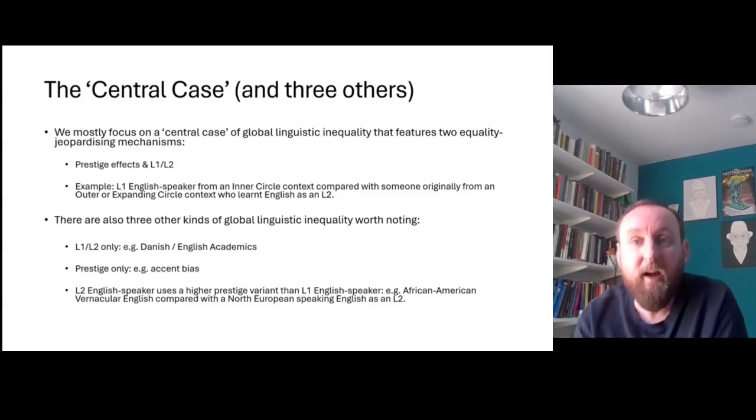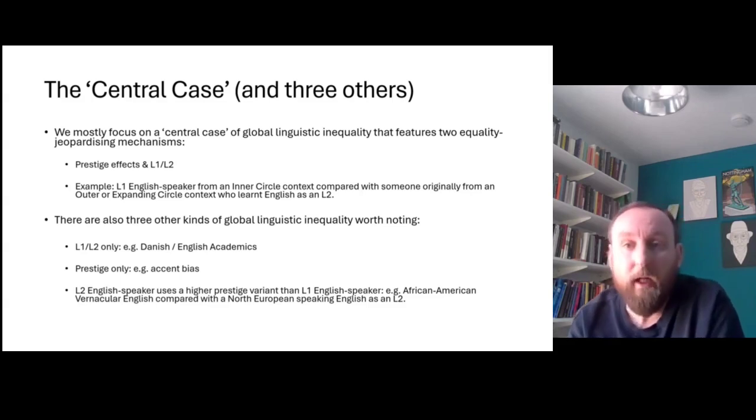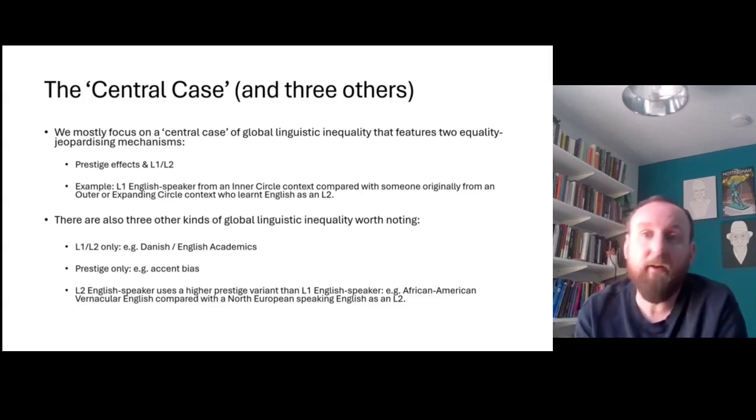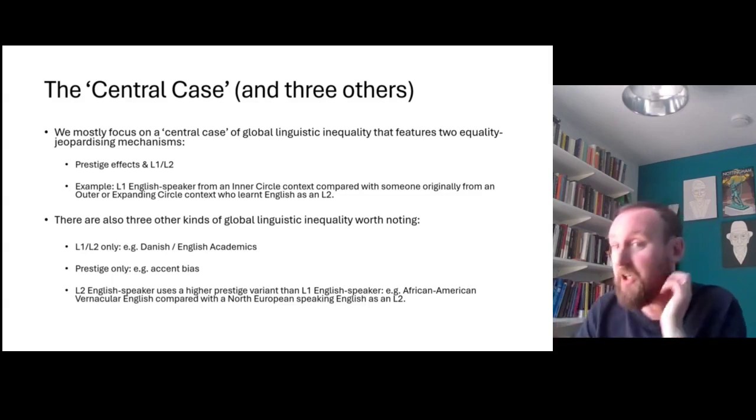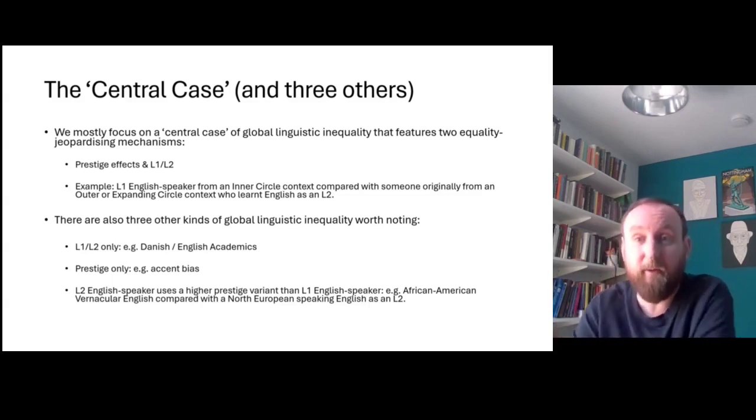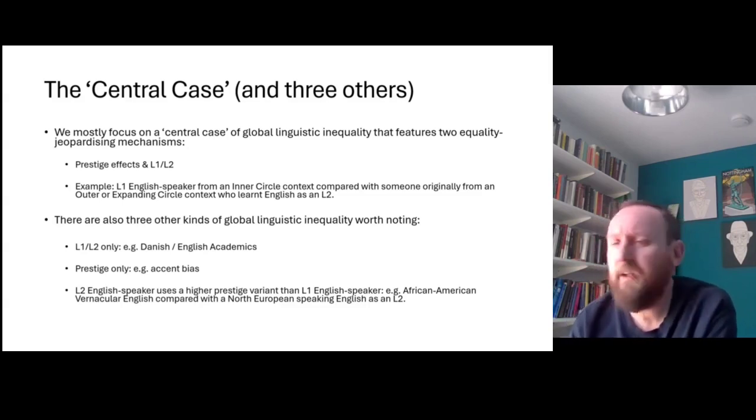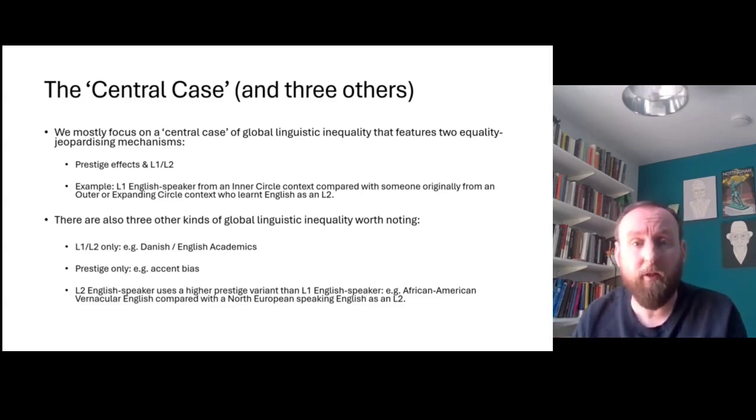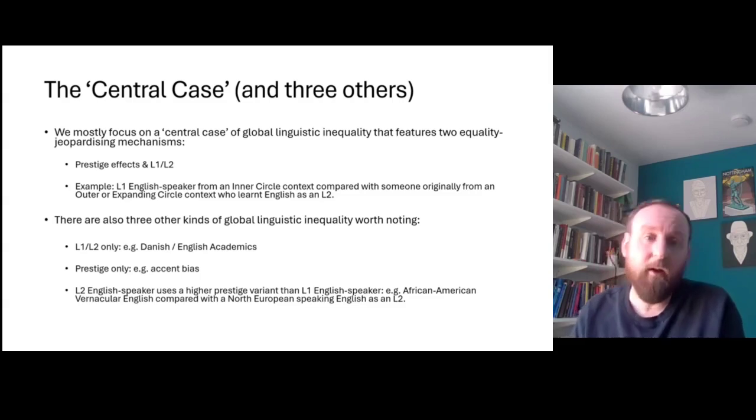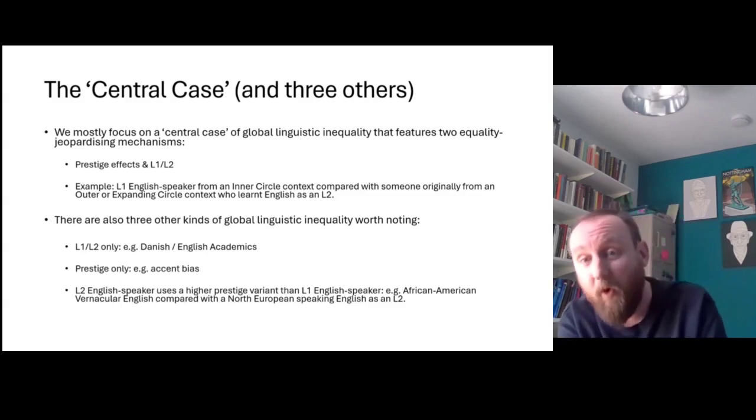Likewise, another kind of variant on the central case is when there are only prestige effects in play. So you have two L1 English speakers, perhaps one from an inner circle and one from an outer circle context, and yet there is variation in the prestige of the two varieties. And still, that's a global linguistic inequality by our account because one of the mechanisms is in play. And then finally, there are these complicated cases, which we won't say very much about later, but are worth noting, where the two mechanisms might be working against one another. So for instance, if you've got an L2 English speaker using a higher prestige variety of English than an L1 English speaker.